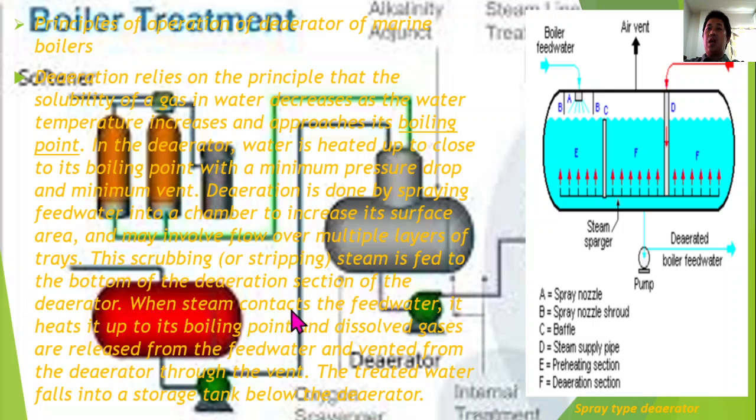When steam contacts the feed water, it heats it up to its boiling point, and dissolved gases are released from the feed water and vented from the aerator through the vent. The treated water falls into the storage tank below the aerator.